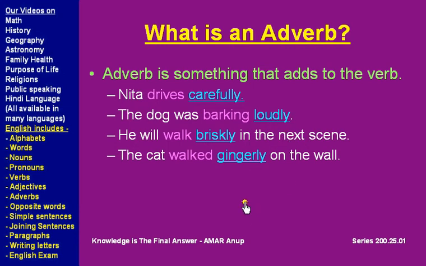Another example, he will walk briskly, and forget this part of the sentence. It is like somebody is explaining a scene in a drama and he is saying he will walk briskly. So how will he walk? The answer comes here, briskly. In this sentence, the cat walked gingerly on the wall. The question as to how did the cat walk comes from this word gingerly. Gingerly means very carefully. So this is an adverb.